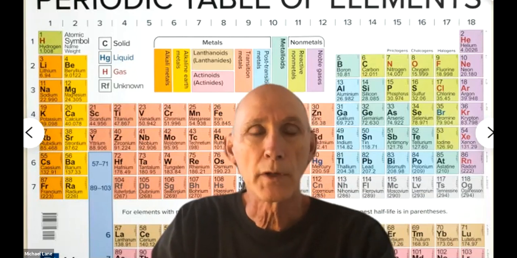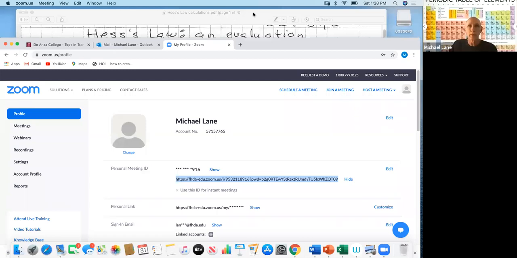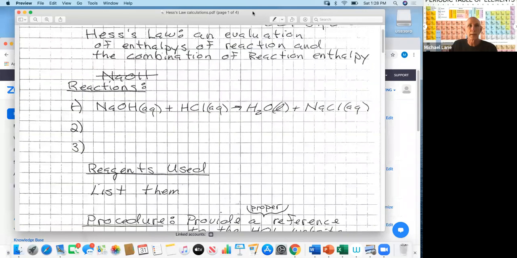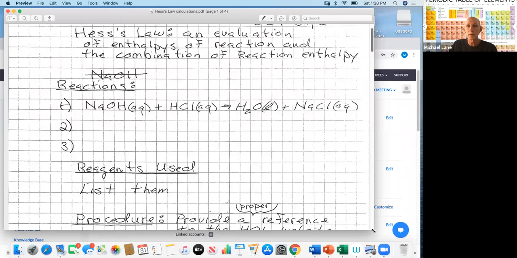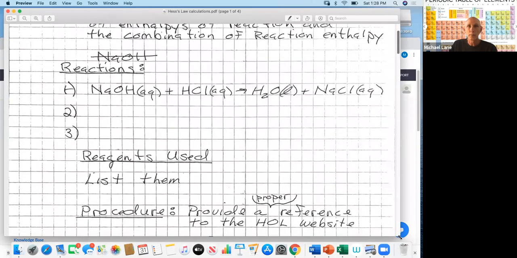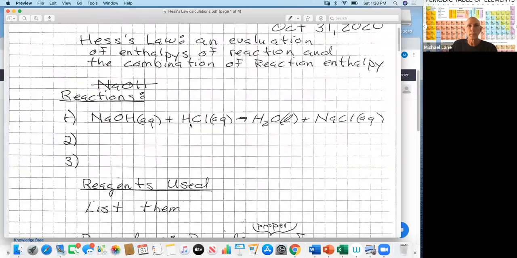So give me a moment. I'm going to share my screen and show the calculations associated with the data obtained in that trial. Okay, so there we go. You are seeing my screen.